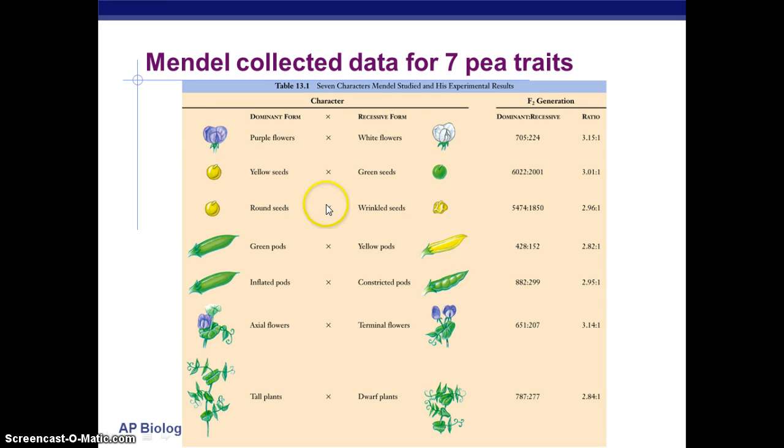These are just some of the traits that he tracked: color of flowers, color of seeds, shape of seeds, color of pods, and so forth. But the thing that all these traits had in common is that there were only two forms of the trait. That made it very easy for Mendel to track the traits that appeared in the next generation of peas.